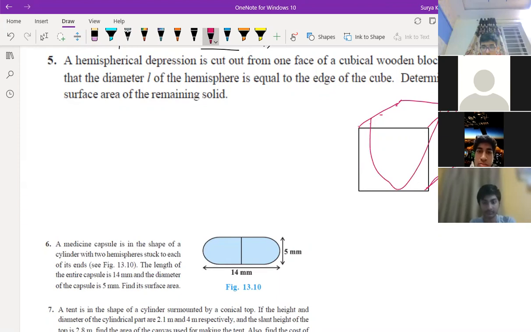You can understand what I'm saying, because it is given here that the diameter L of the hemisphere is equal to the edge of the cube. Edge of the cube means this hemisphere is going fully down, like this. Understood, children? How they are saying the hemisphere is cutting like this way. So determine the surface area of the remaining solid.